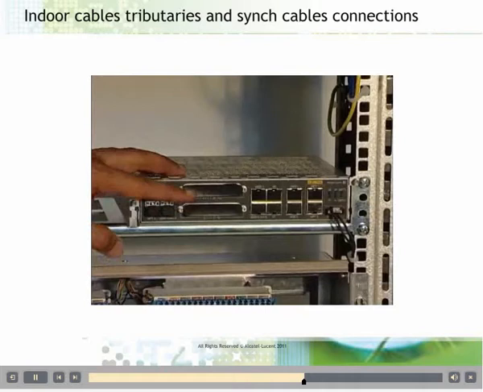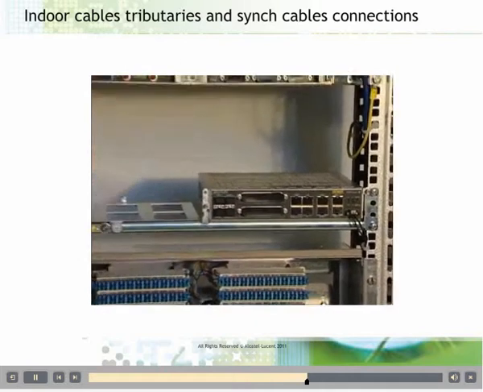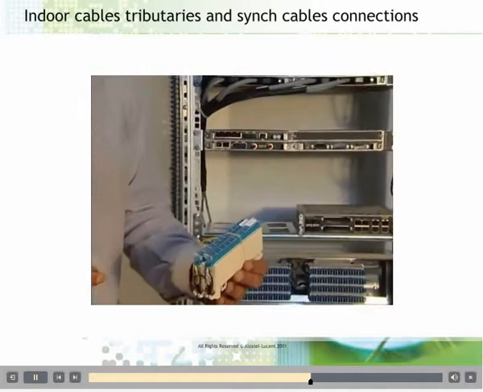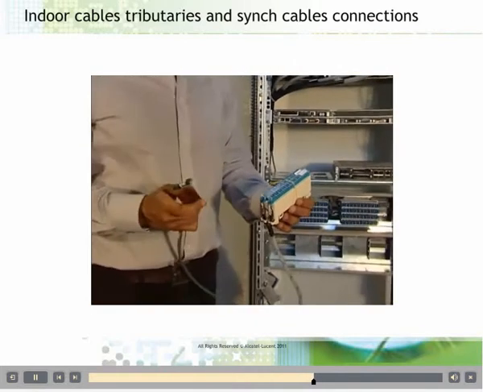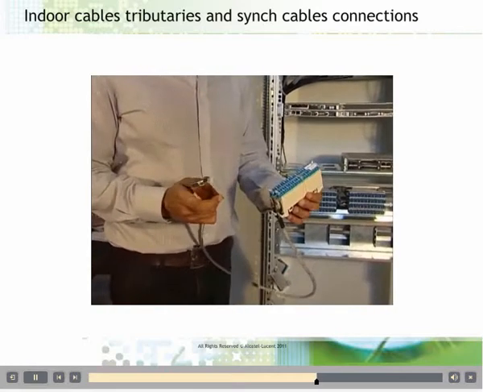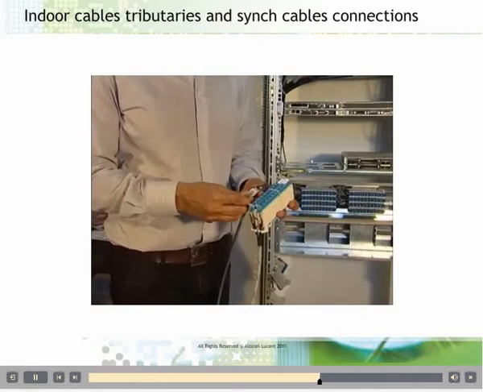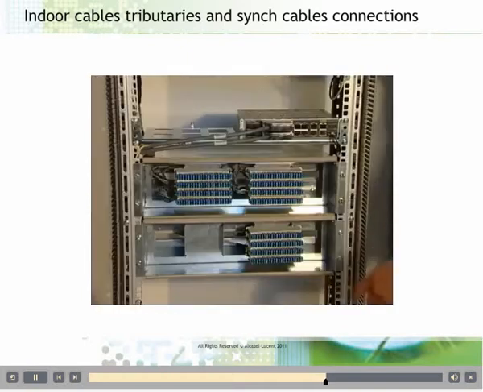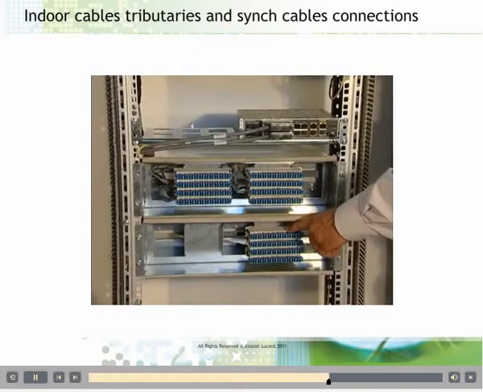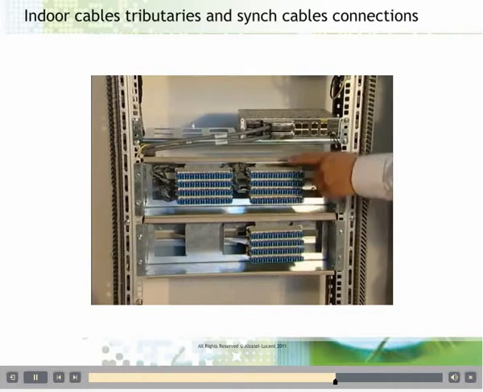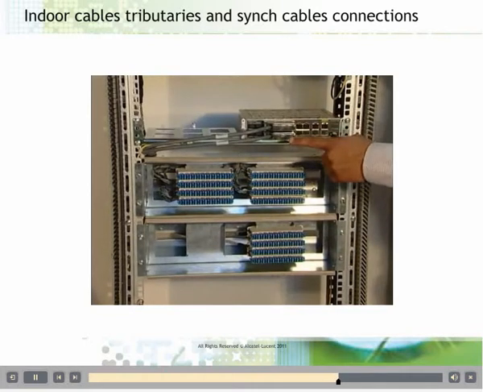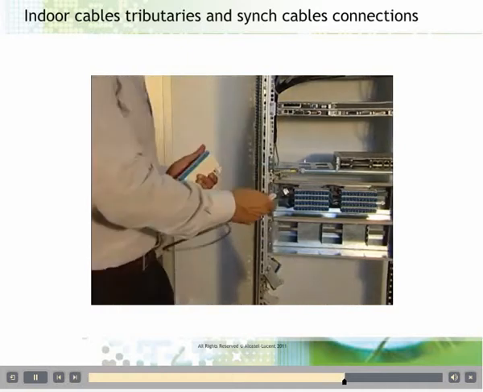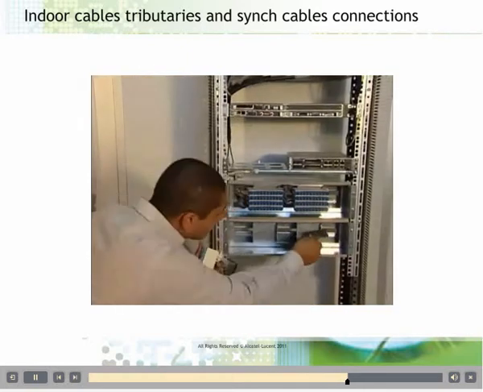For the MSS1C tributary connections, use the 8E1 DB37 cables. Two of this cable type are used to interconnect the 16E1 port available on the MSS1C. Pass the cables through the openings and fix the blue blocks.